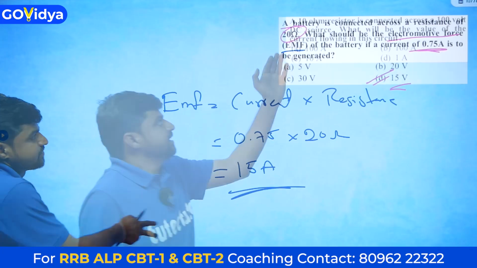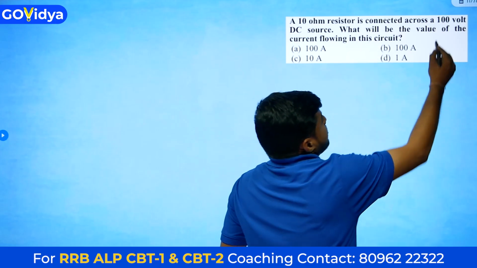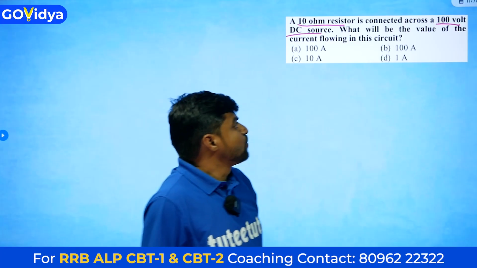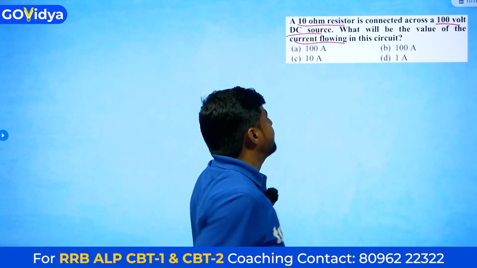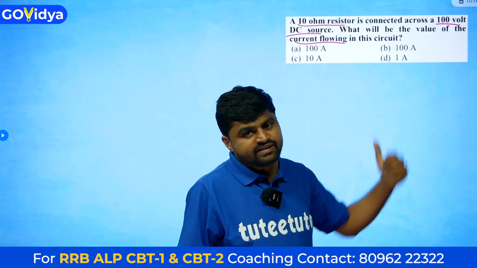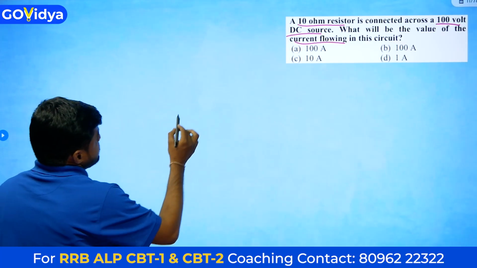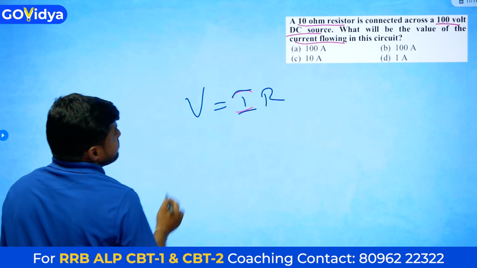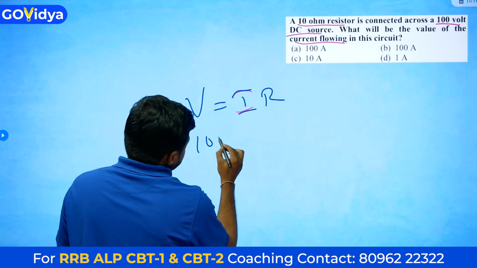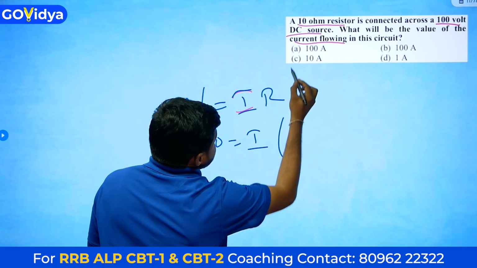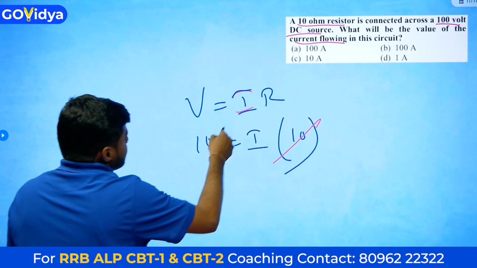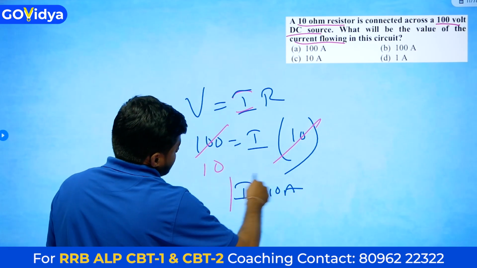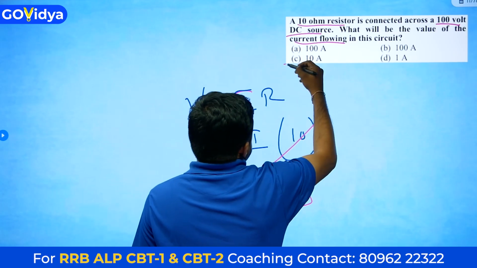Next question. A 10 ohm resistor is connected across a 100 volt DC source. What will be the value of current flowing through the circuit? Resistance value is given and voltage is given. We have to find current. Apply Ohm's law. V is equal to IR. V is 100, I we have to find, and resistance is 10. I is equal to 10 amperes. From the options, option C is the correct answer.